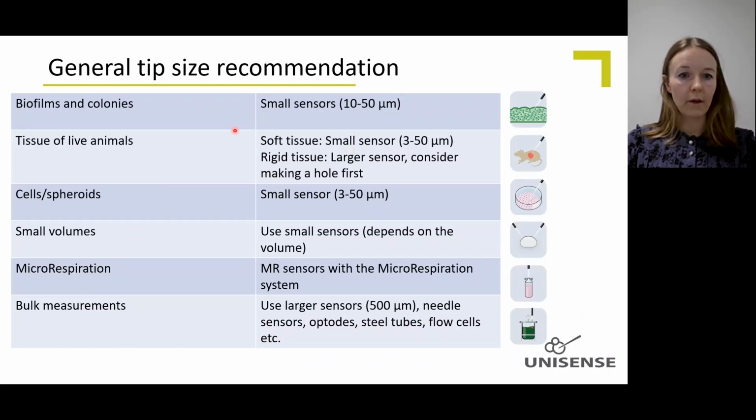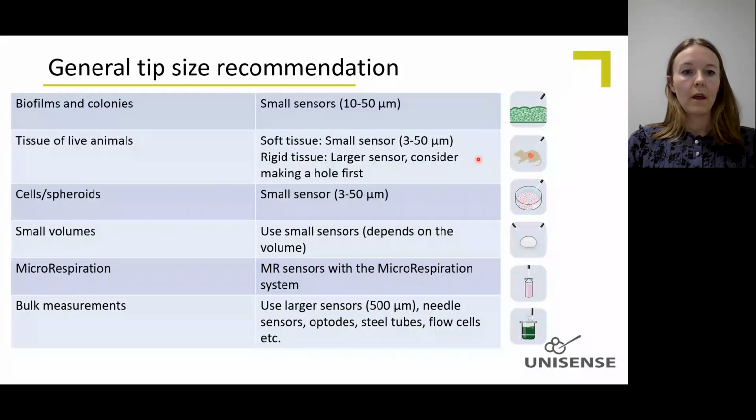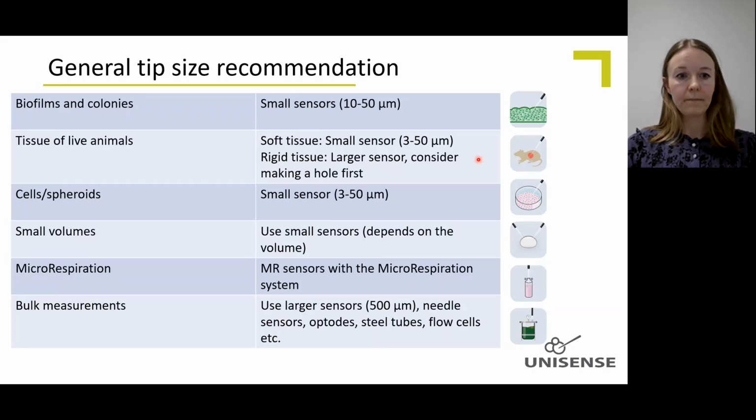For biofilm and colonies, we typically see that people use very small tips to get a high resolution profile. The tip depends on the thickness of the biofilm and also how many measurement points you would like to do throughout the sample. Tissue of live animals: for soft tissue, a very small tip size is also typically used to be minimally invasive in the sample. But for some more rigid tissues, we recommend larger tip sizes. And if you have some very rigid tissue, we recommend that you make a hole first with a needle.